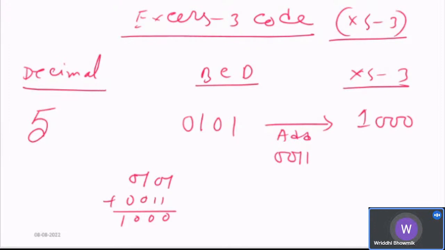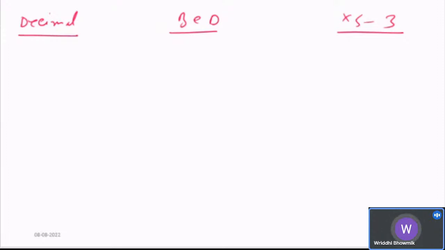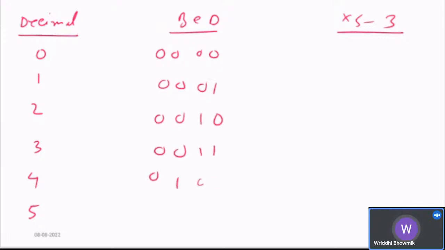Okay. So I will make a table where I will show you the decimal, then BCD, then XS3, right? XS3 means if you have a decimal digit, you just convert it to BCD and then add 3. You will get XS3. Okay. So 0, 1, 2, 3, 4, 5. So you have 0000, 0001, 0010, 0011, 0100, 0101. Okay.